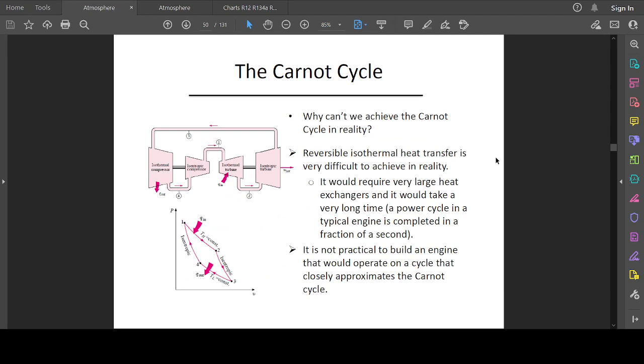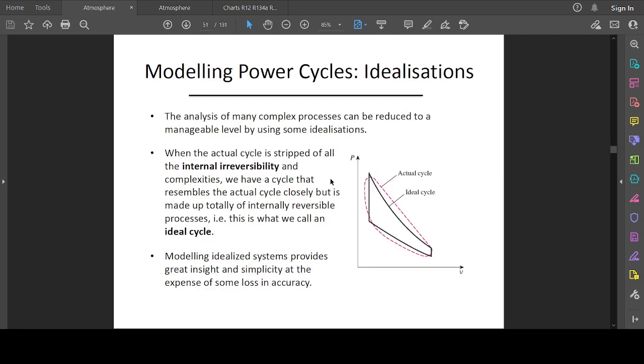The thing is that reversible isothermal heat transfer is very difficult to achieve in reality because it will require very large heat exchangers, and it will take a very long time, while a power cycle in a typical engine is completed in a fraction of a second. So to achieve a reversible isothermal heat transfer will take a very long time, and we don't have that time. We want the heat transfer to happen in seconds. So it is not practical to build a heat engine that would operate on a cycle that completely approximates the Carnot cycle. The analysis of more complex processes can be reduced to a manageable level by using some idealizations.